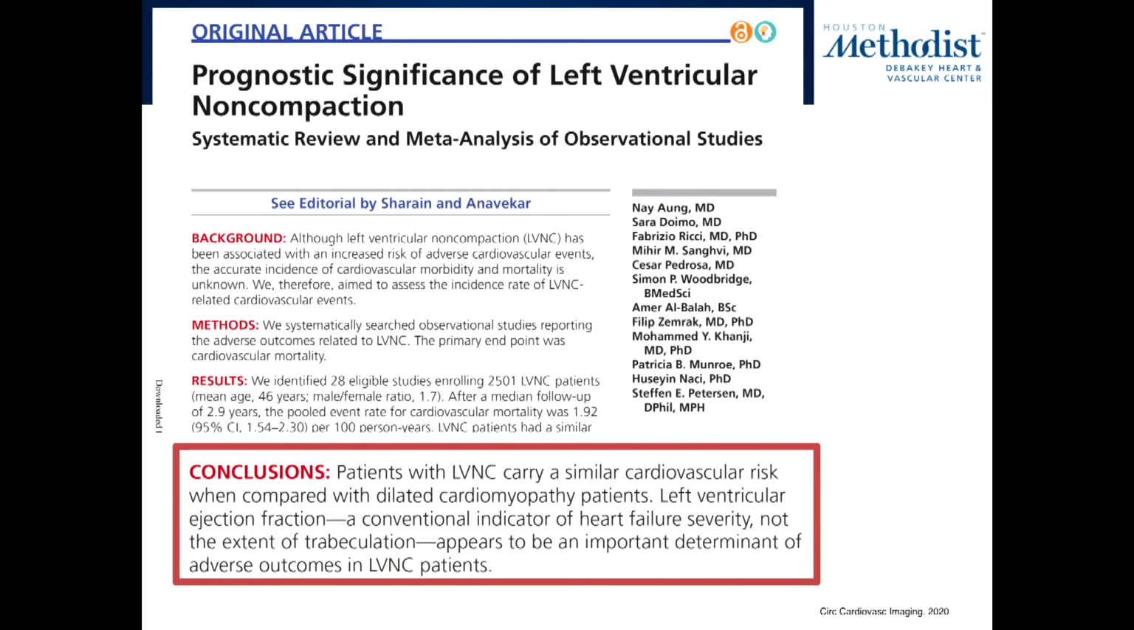This was a nice meta-analysis that just came out this month in Circ Imaging by Stefan Peterson and his group, where they looked at basically all published literature on LV non-compaction, either by echo or by CMR, where outcomes were ascertained. What they found was that prognosis in these patients is more related to the ejection fraction than to the amount of trabeculae. It's always important to keep in mind that the amount of trabeculae can be dynamic in nature. It can increase or decrease, but the ejection fraction seems to be the main driver of prognosis in these patients.